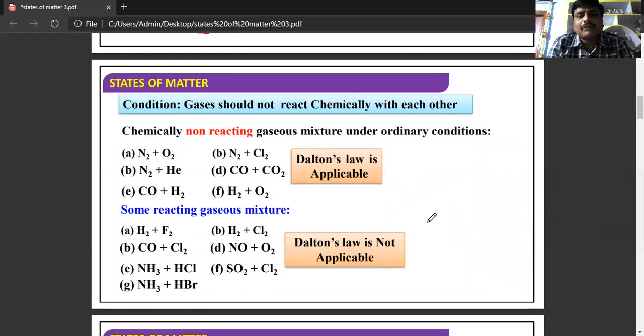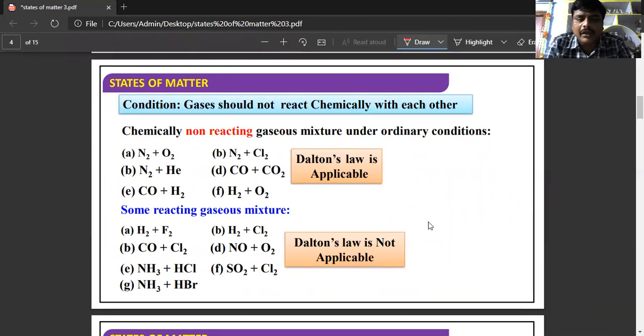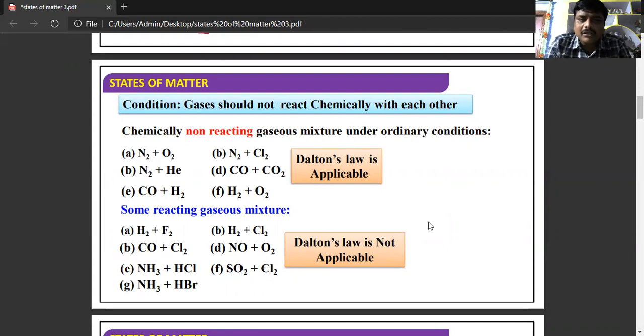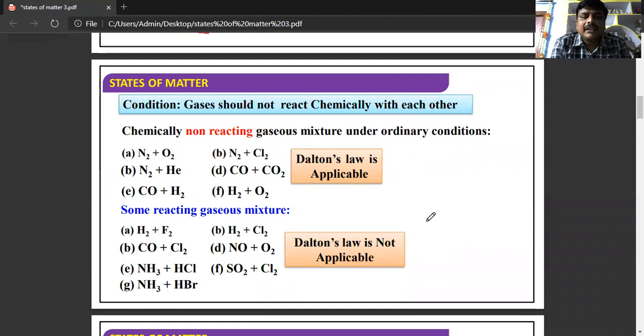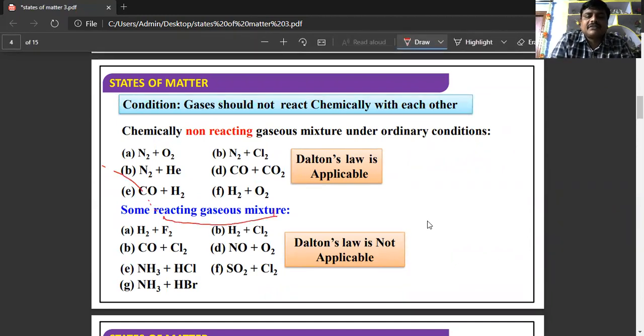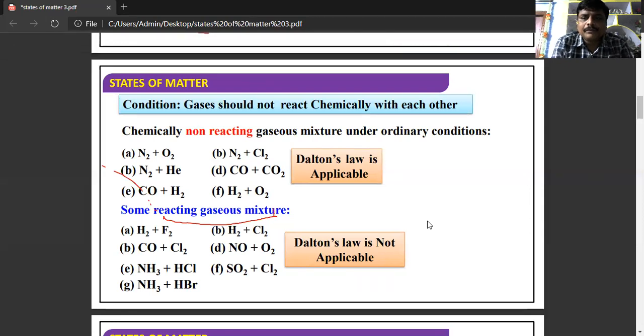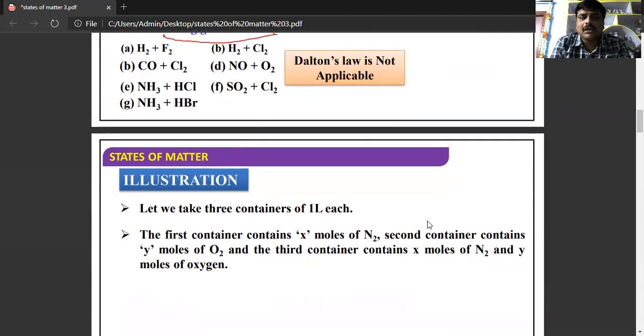Here are some examples of mixtures consisting of non-reacting gases. Suppose N2 plus O2, or N2 plus Cl2, N2 plus helium. All these are gaseous mixtures in which the gases do not react with each other. Now, there are also some reacting gaseous mixtures. Hydrogen and fluorine violently react with each other to form HF, as do H2 plus Cl2 and CO plus Cl2. All these are reacting gaseous mixtures. For such reacting gaseous mixtures, Dalton's law is not applicable.